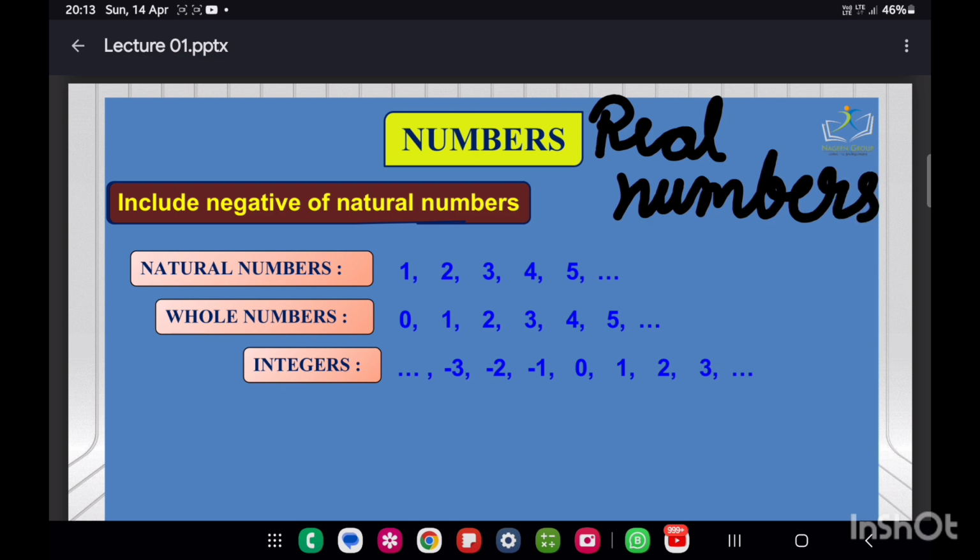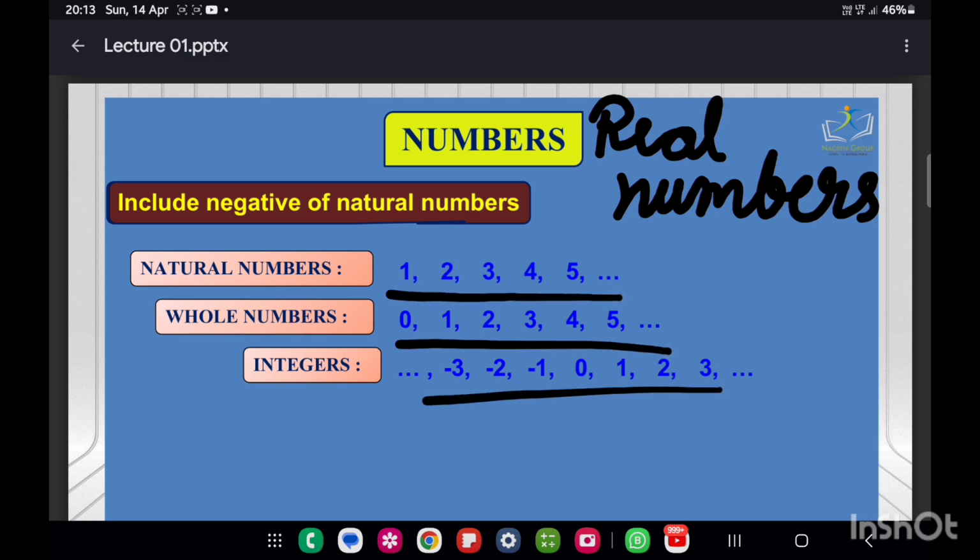In real numbers we will see natural numbers, whole numbers and integers. Natural numbers are numbers that start from 1 onward. You can choose any number: 1, 2, 3, 4, whatever it may be. Whole numbers can include 0 also. And integers may be negative or positive, along with 0. It is known as integers: -3, -2, -1, 0, 1, 2, 3, etc.